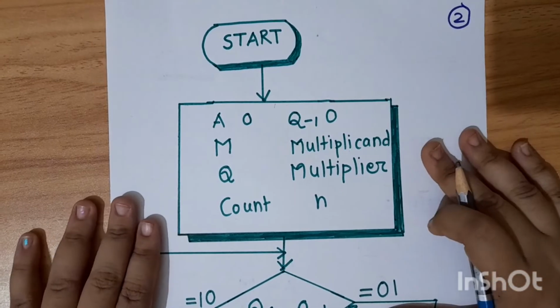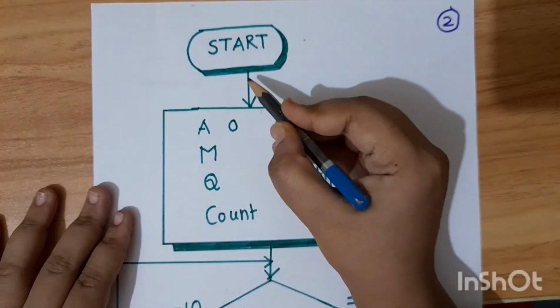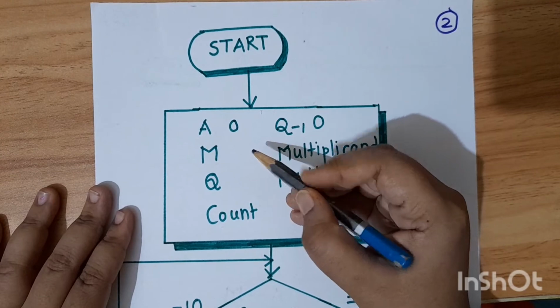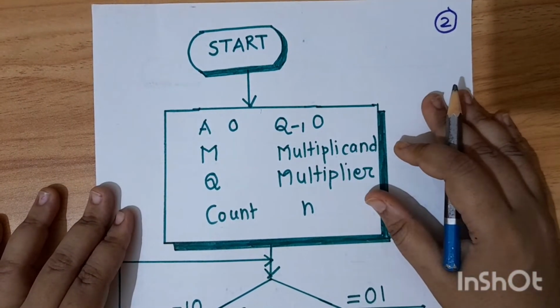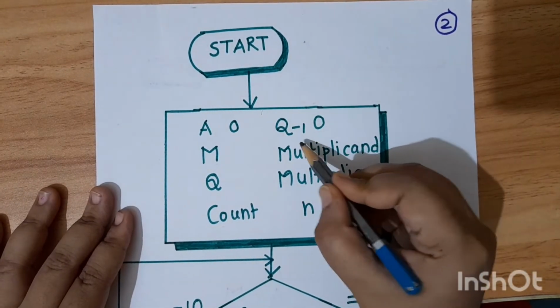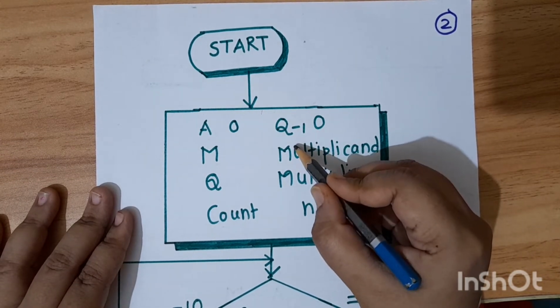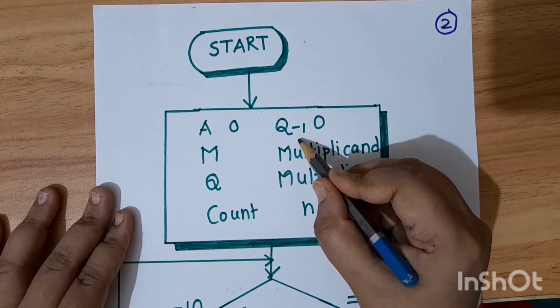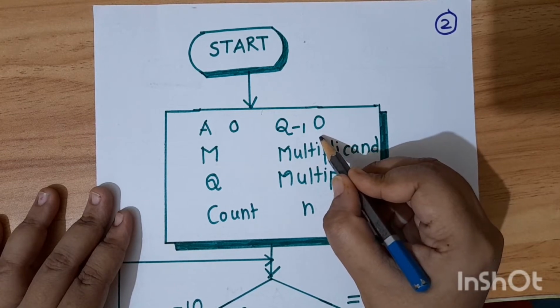Now here is the flowchart of the Booth multiplication algorithm. We start the algorithm. A is the accumulator. It is a variable that will store the partial product of the multiplication. Q minus 1 is also a variable. It will store the value of Q0 after every arithmetic shift right operation, but initially it is put as 0.